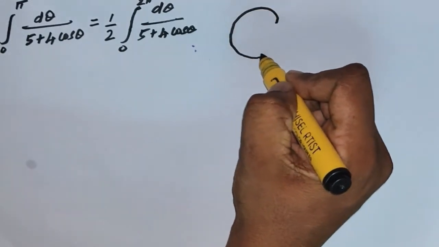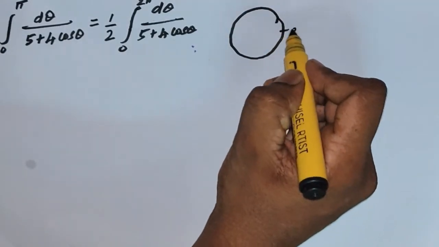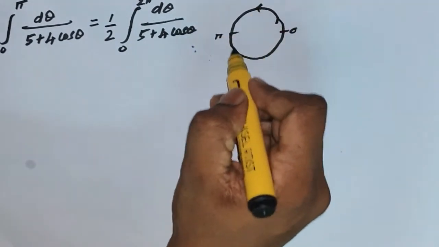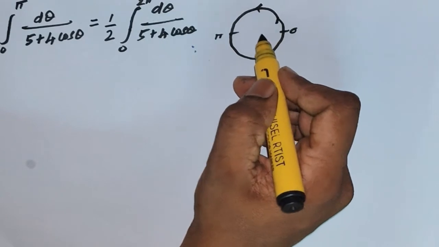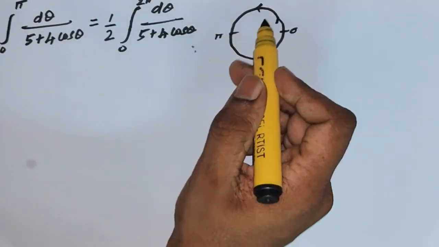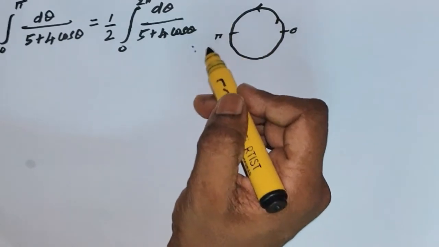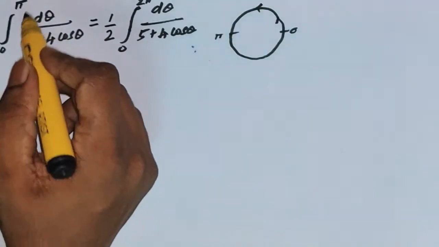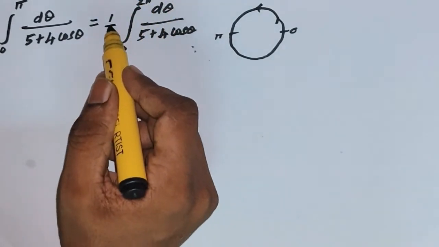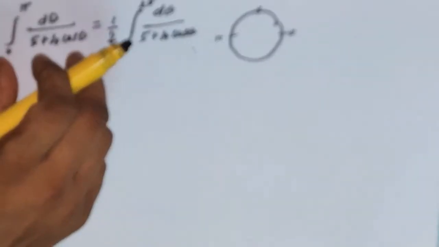I can draw the diagram. See, 0 is the starting point, and this is pi. If you rotate through 2 pi, it's a complete circle. The limit they gave is 0 to pi. So after a 2 pi rotation you get the full circle, and that's why I took 0 to 2 pi and halved the integral. We will get this one.